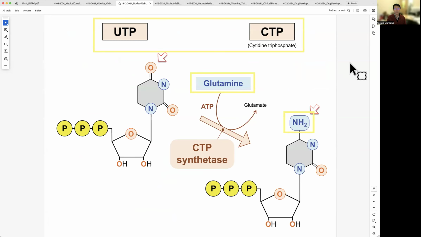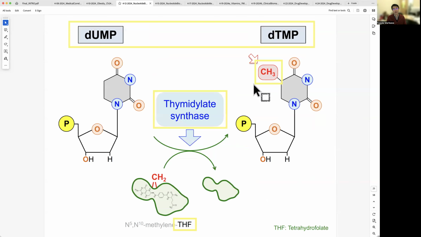And now we're further converting this U into C or T. Converting U to C requires receiving this NH2, from glutamine. Remember, the source of the amino group of CTP, or C, is glutamine. That's the extent you need to know.